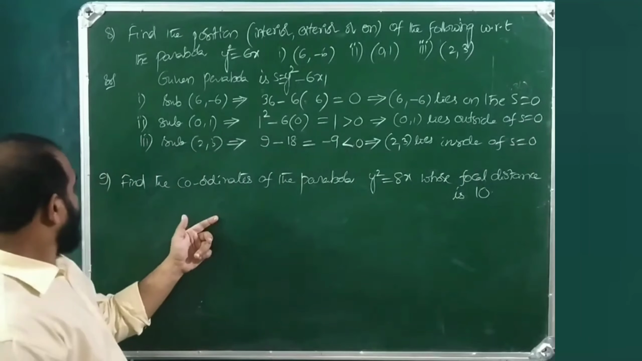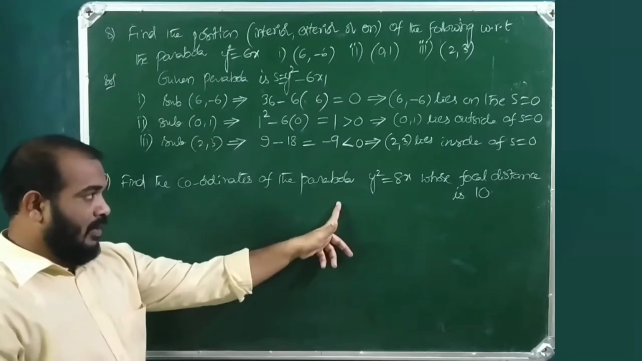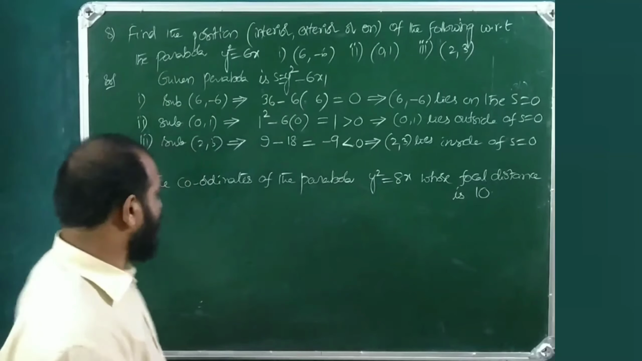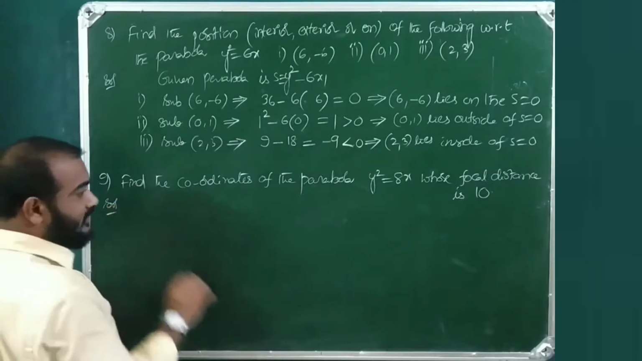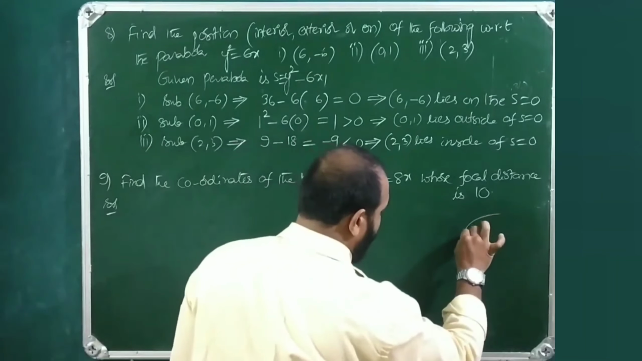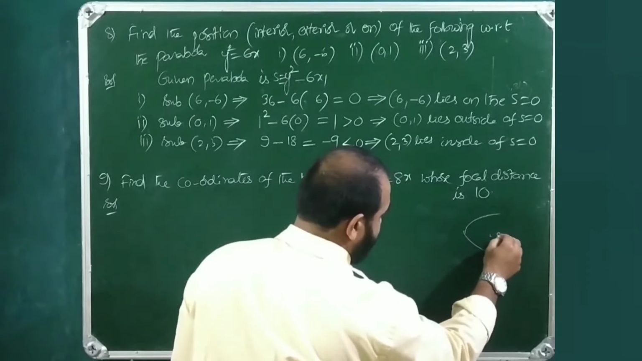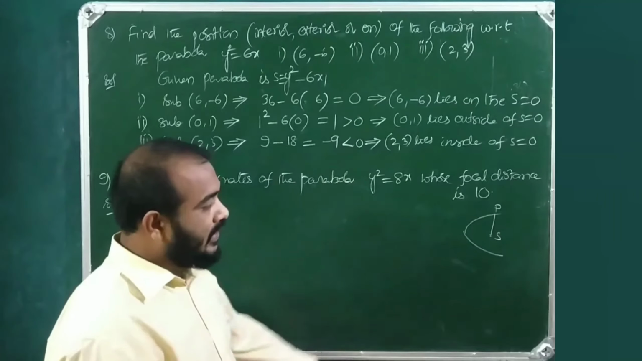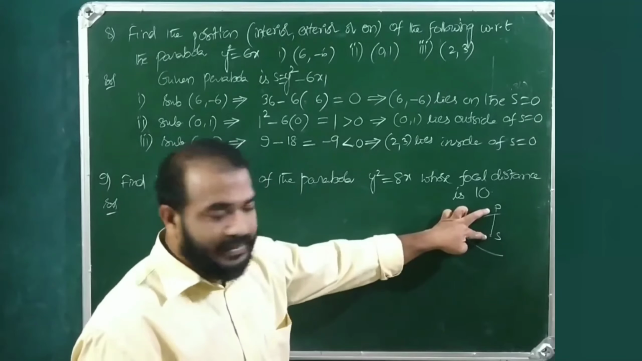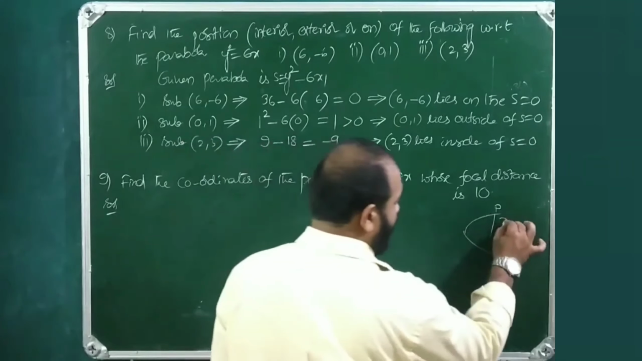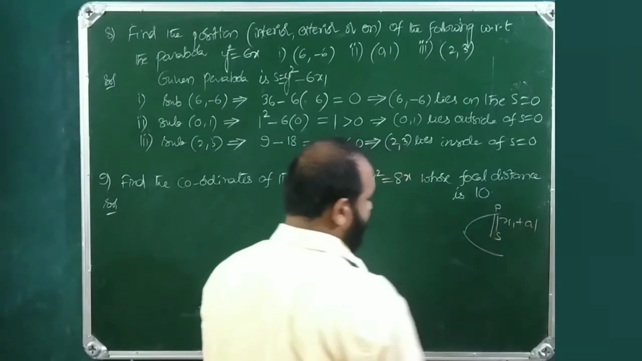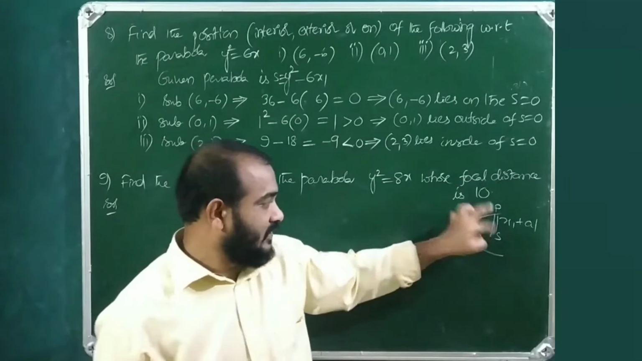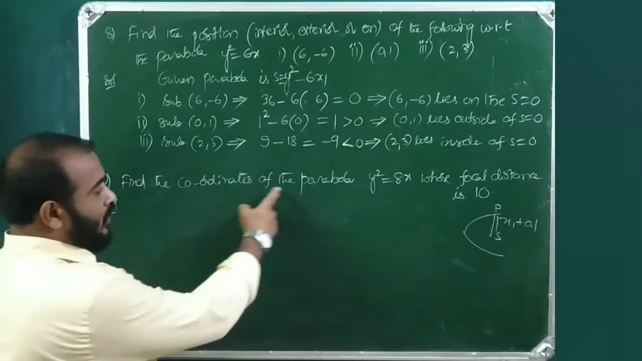Now, find the coordinates of the parabola y square equals to 8x whose focal distance is 10. So here, what is the focal distance? This is the parabola, this is focus S, and this is, for example, P, a point that lies on the parabola. So SP, the distance, is modulus of x1 plus a. This is the focal distance. Now find the coordinates of the parabola.